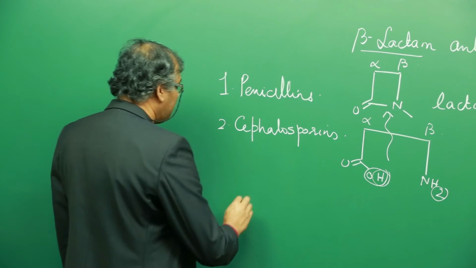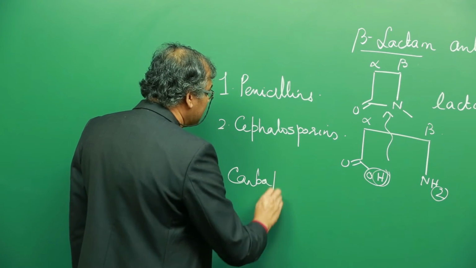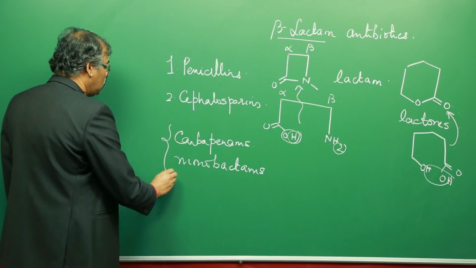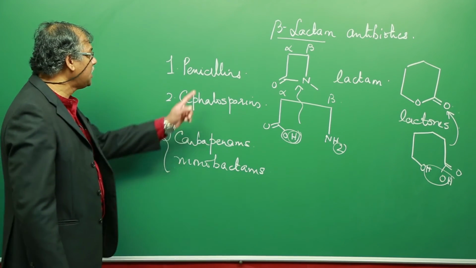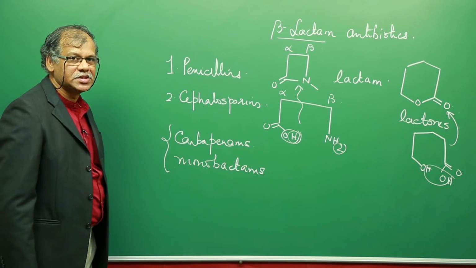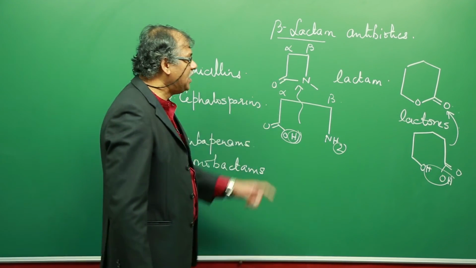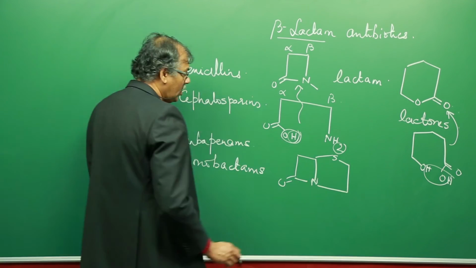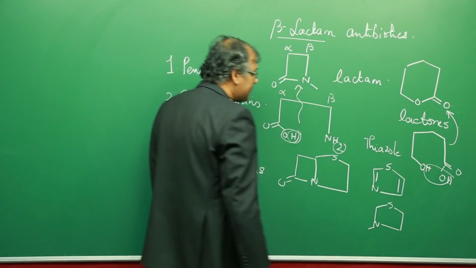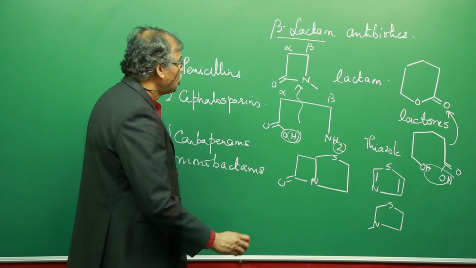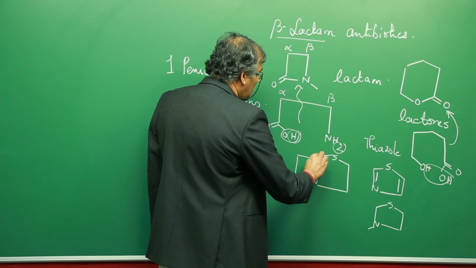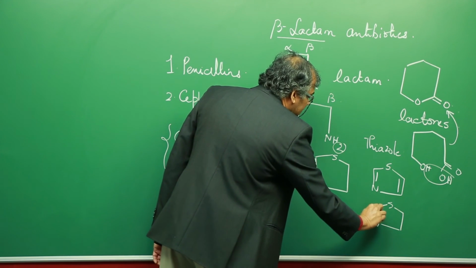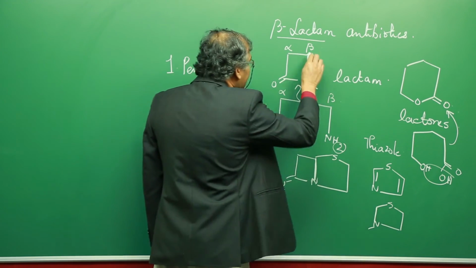The other members, which are called carbapenems and monobactams, will also be discussed later on. First, we will look at the penicillins. The penicillins are characterized by a beta-lactam ring fused to a thiazolidine ring. This is thiazole and this is thiazolidine. So penicillins have a bond which is common to the beta-lactam ring and to the thiazolidine ring as indicated here.